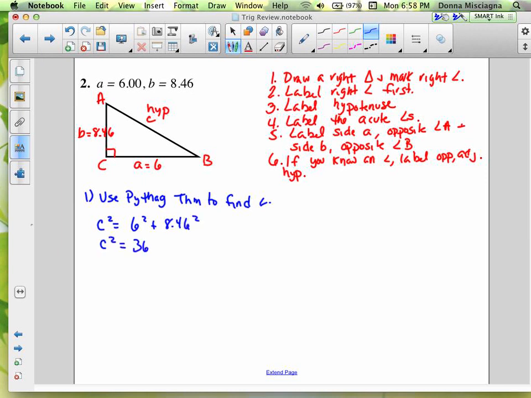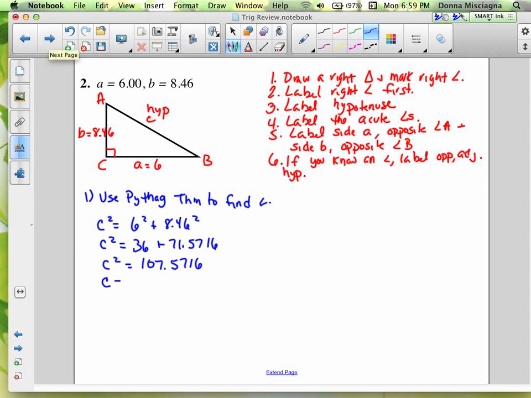6 squared is 36. I don't know what 8.46 squared is, but I have a calculator. A very cheap one, though. Doesn't even have a square on it. All right, so that's going to be 71.5716. We'll add those together, so that's 107.5716. This is not something we can simplify.